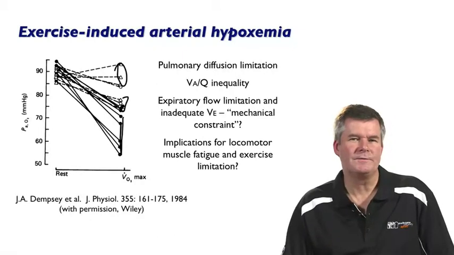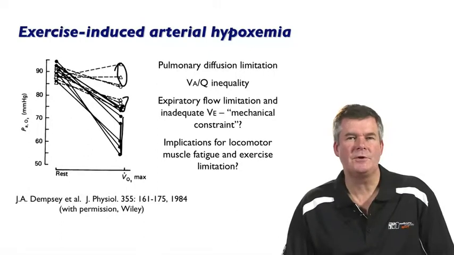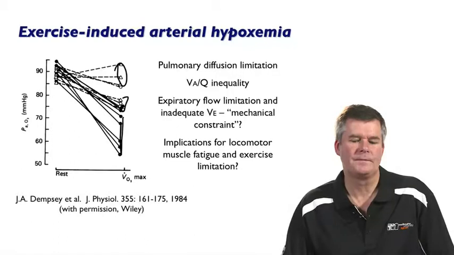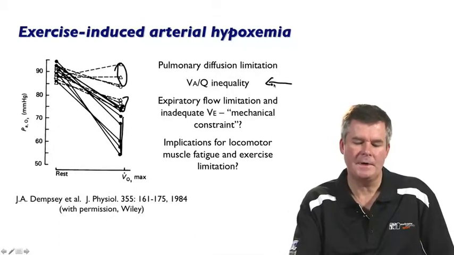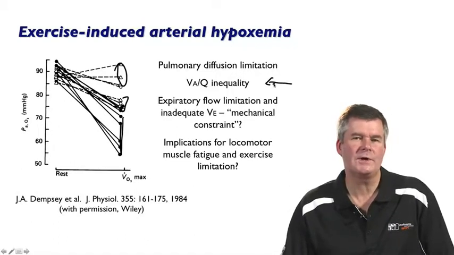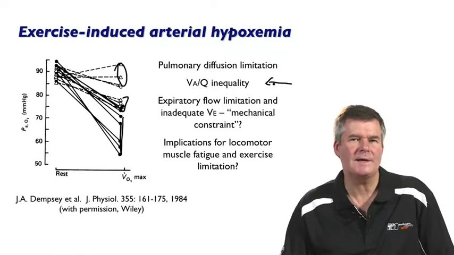The most likely cause of this is thought to be a pulmonary diffusion limitation, largely as a function of a large increase in cardiac output and pulmonary blood flow. This decreases the transit time and challenges the ability of the lungs to fully saturate the blood that's flowing through the pulmonary circulation. There may be some inequalities in the ventilation perfusion ratio, and it's also been suggested that there may be an expiratory flow limitation or a mechanical constraint which impedes a truly maximal ventilation.